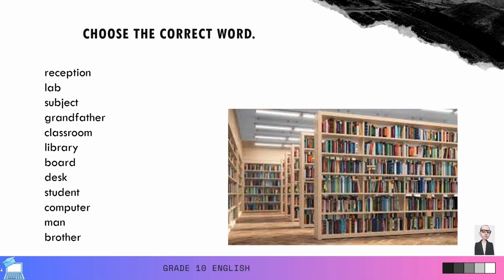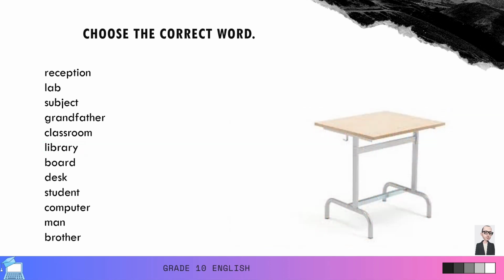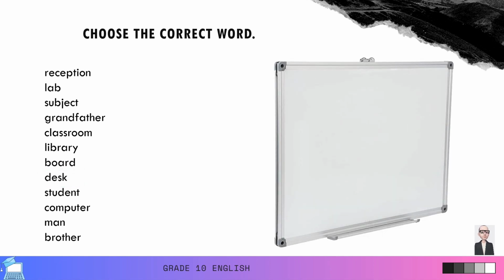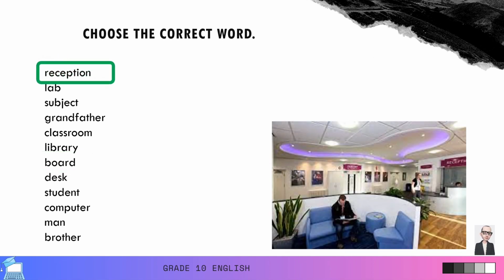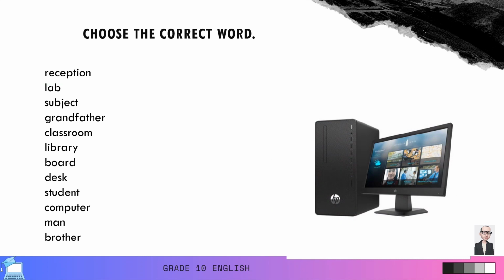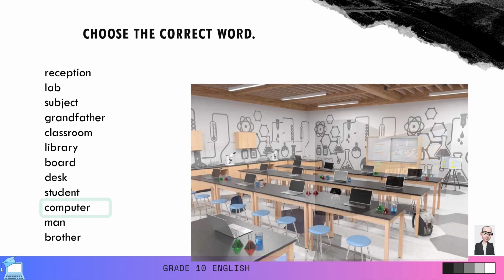What do you see in these pictures? So choose the correct word. This is an example of a library. Excellent. Next one here, this is an example of a desk, and that is followed by a white board, or board to keep it short and simple. This is the reception area of a school, and that's a very easy one. This is a computer. And here what we have is an example of a lab.